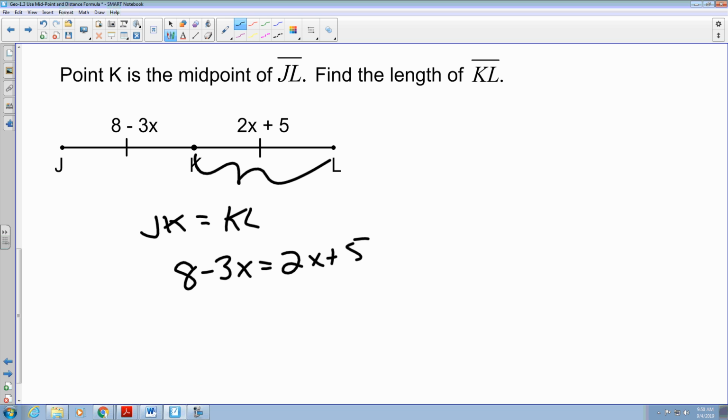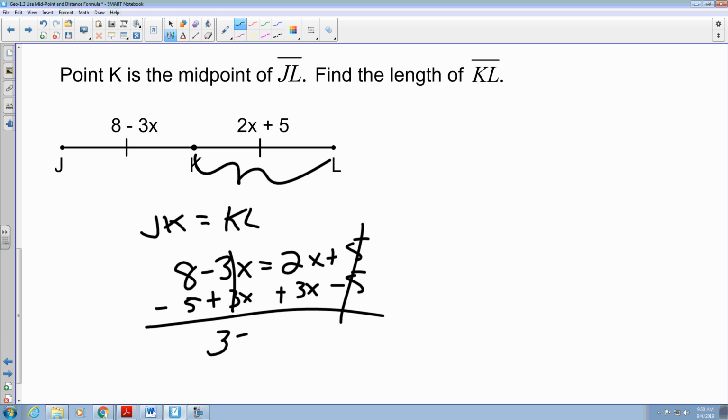So I go over here and I'm like, all right, I add 3X. I'm going to subtract 5. So now this gets canceled and this gets canceled. So now I'm left with 3 equals, looks like 5X.